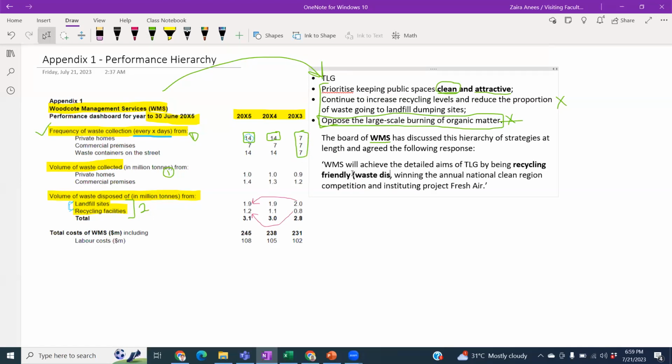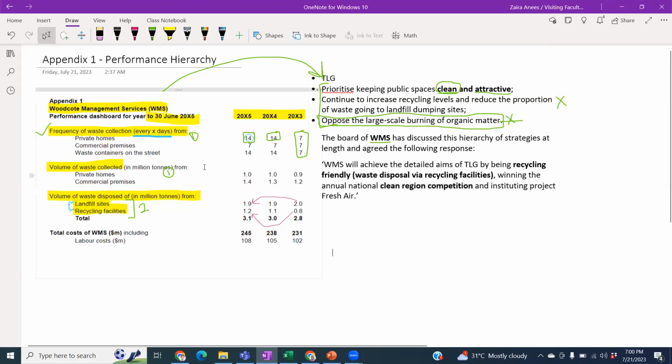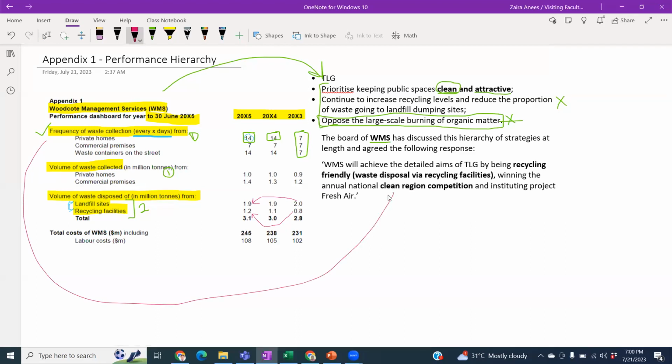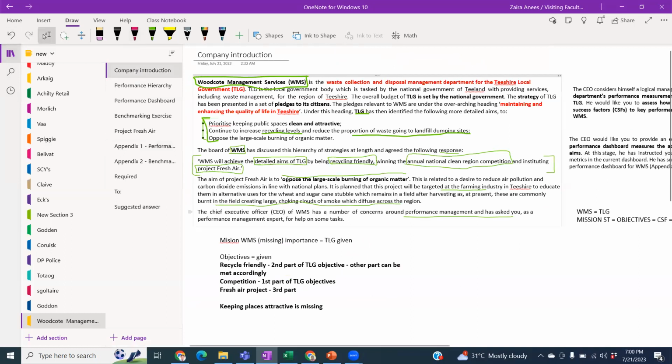I'm writing here. Right? Then it says winning the annual national clean region competition. This was also part of the objective, right? Now, how can we connect it? First one, right? Yes, this can be connected with the first one, right? And instituting Project Fresh Air. Now, Project Fresh Air was actually what? Project Fresh Air was to oppose the large-scale burning of organic matter.